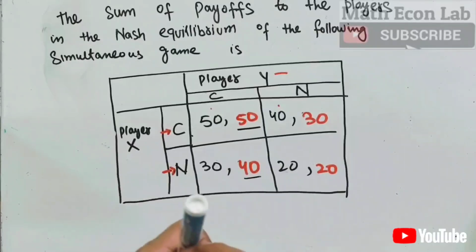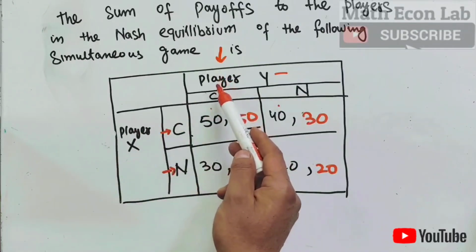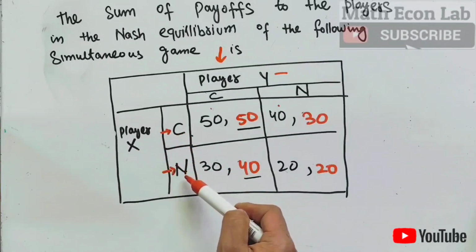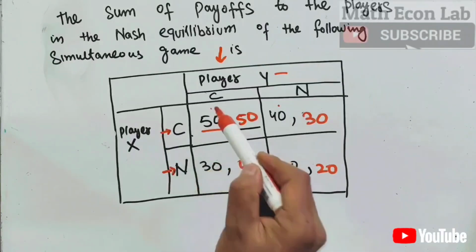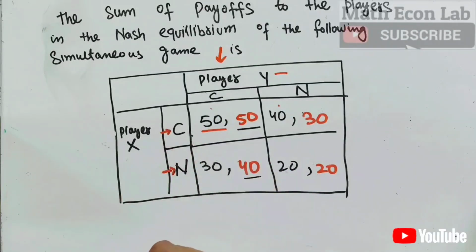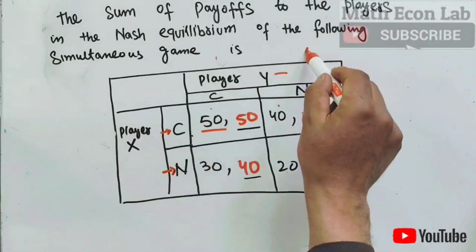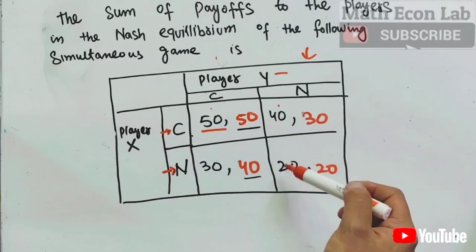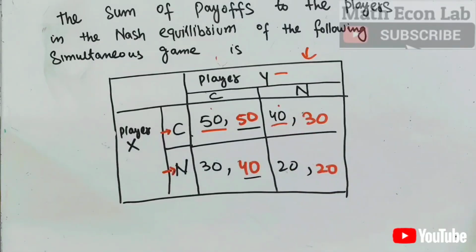Now let us see from the perspective of player X when player Y has chosen to cooperate. Player X again has two options, either to cooperate or not to cooperate. Cooperate gives him 50 as payoff, not to cooperate gives 30. Obviously 50 is greater than 30, so he will choose to cooperate. Symmetrically, when player Y chooses not to cooperate, player X again has two options. Cooperate gives him 40, which is greater than 20, so he will choose 40.